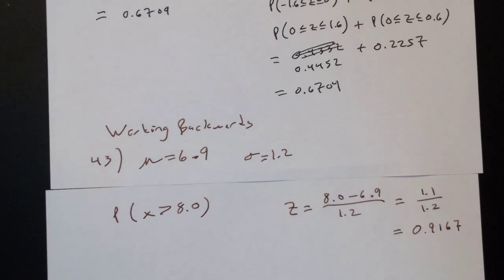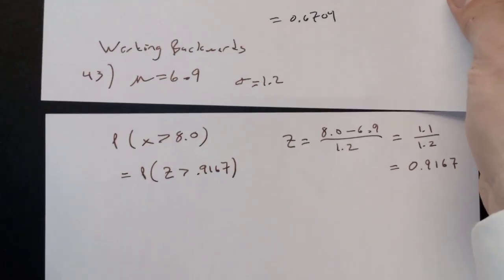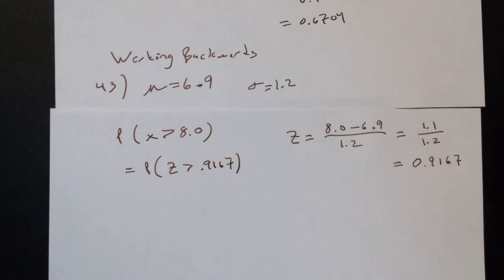Now, if I'm working in my chart, I only get 2 decimal places for z. If I'm working on my calculator or Excel, I can be as precise as I want. So this is equal to the probability that z is bigger than 0.9167. Now, first of all, I can already say this is not an unusual situation to have a child whose weight is 8 pounds because the z-score is less than 1. And unusual doesn't begin until the z-score is 2, right? Outliers don't begin until the z-score is 3.